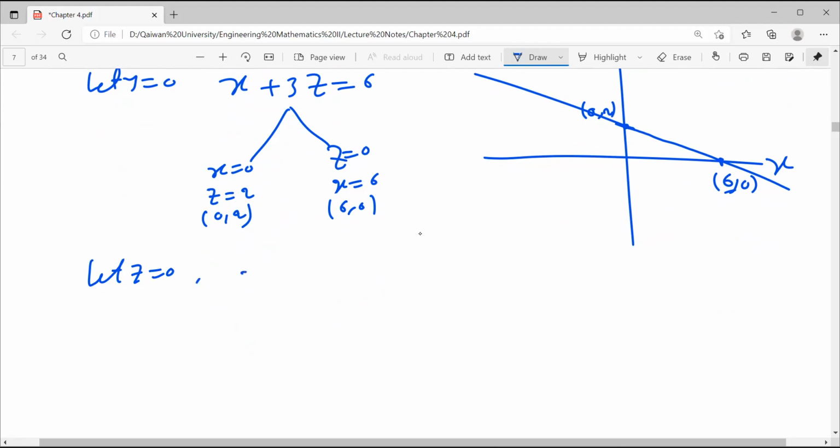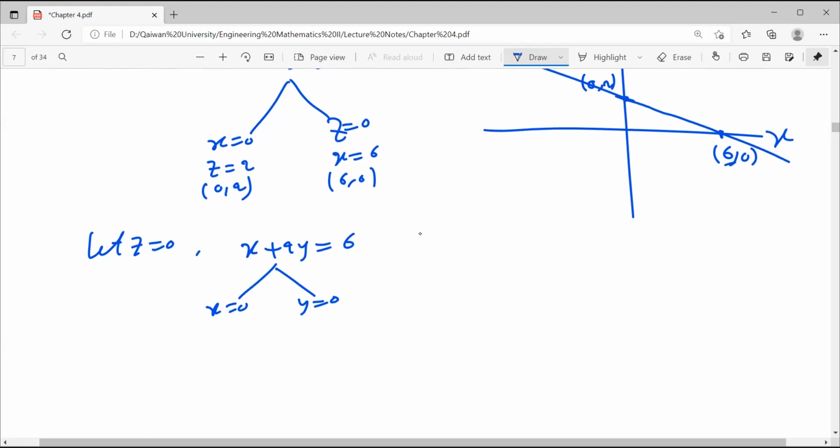We get x plus 2y equals 6. Here, for sketching the graph of a linear equation, we just let each variable to be 0. Then we get 2 points. After finding the points, just plot the points, then join them. You get the graph. Here, if x to be 0, y is 3. So the point is 0 and 3. If y to be 0, x is 6. So it is 6 and 0.